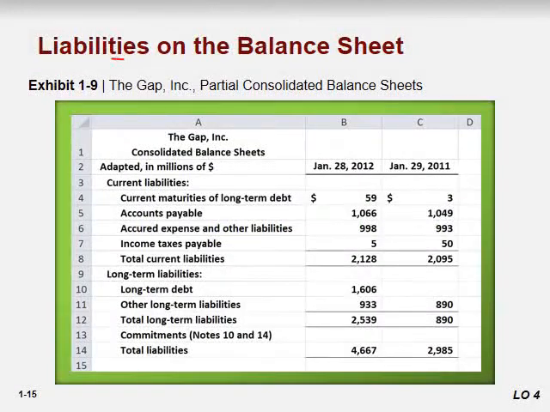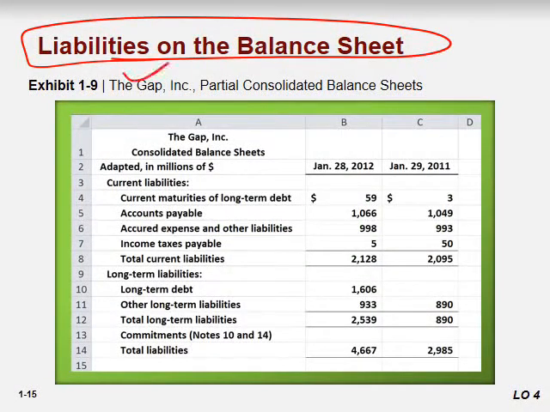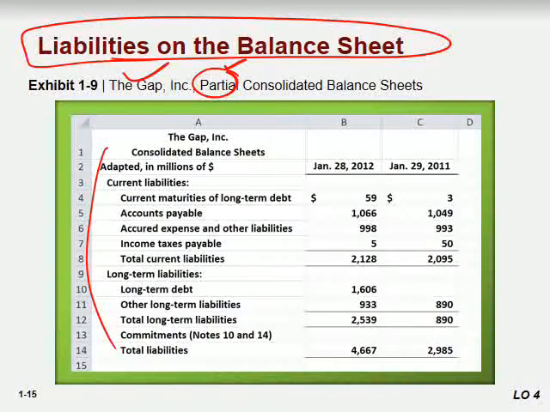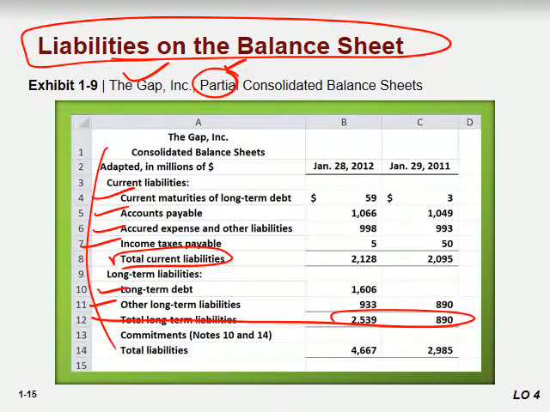Okay, now this is the liability section of Gap Incorporation. Why are we saying partial? Because it only shows the liabilities, not owners' equity, not the assets. The asset side we already talked about. So here current liabilities include current maturities of long-term debt, accounts payable, accrued expenses, income tax payable. This is the total current liabilities. And then long-term debts, other long-term liabilities, and this is the total long-term liabilities, and total liabilities include both 1 and 2, which are current liabilities and long-term liabilities, right? Here.